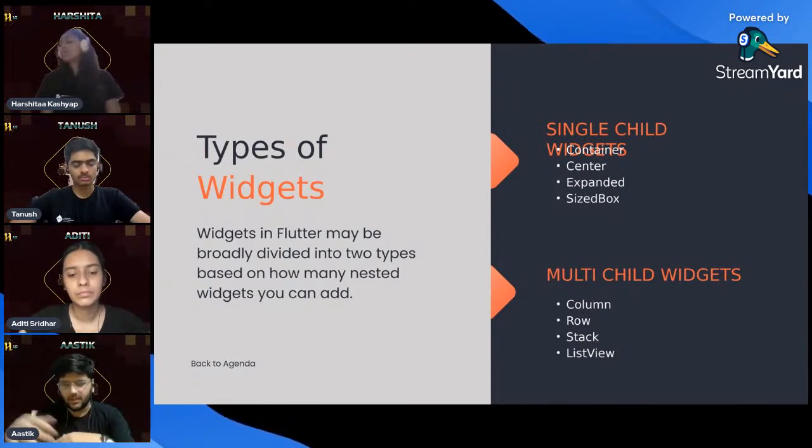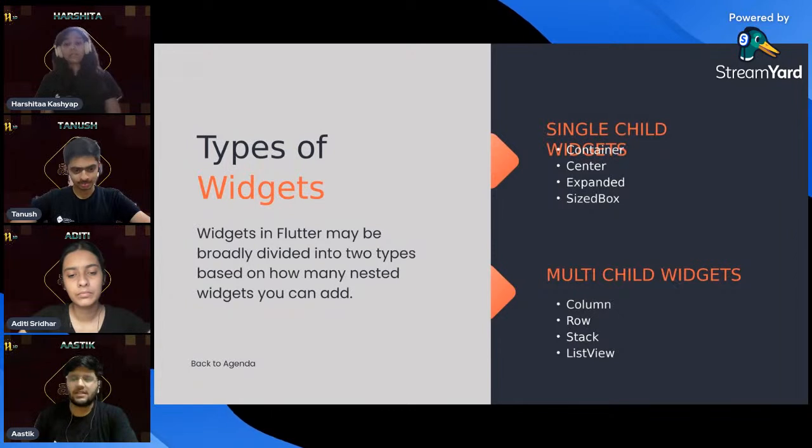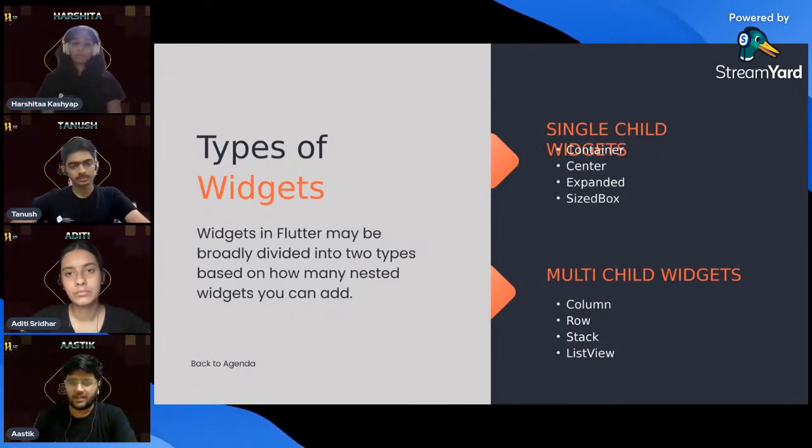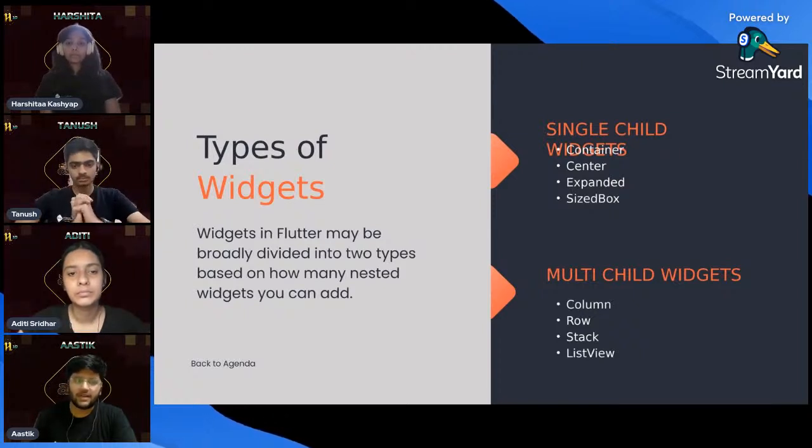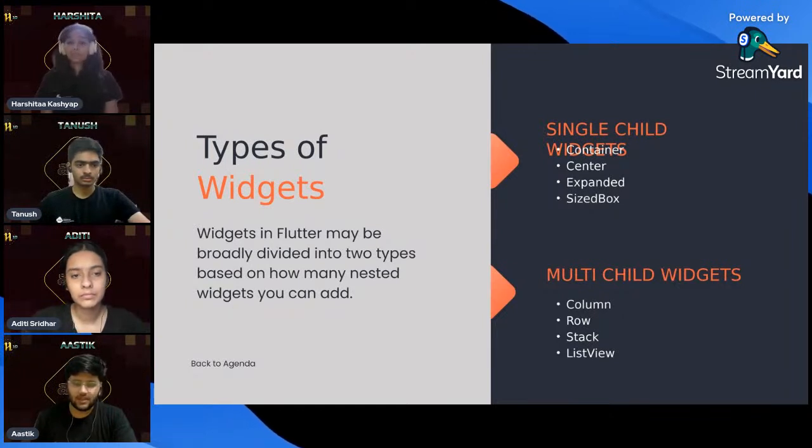So for some examples, for single child widgets, we have containers, center, expanded, and size box. And for multi-child widgets, we have columns, rows, stacks, and list views. You will be seeing some of them in the code we are going to implement later.